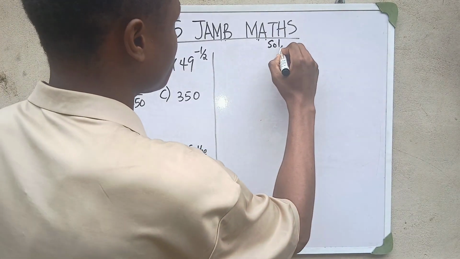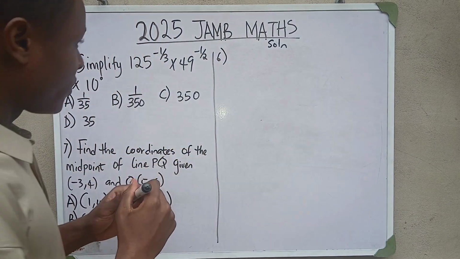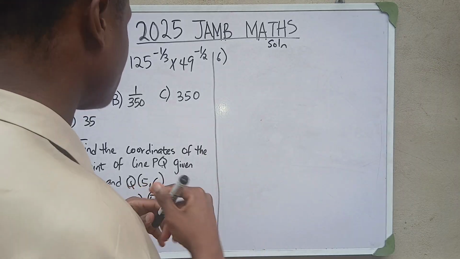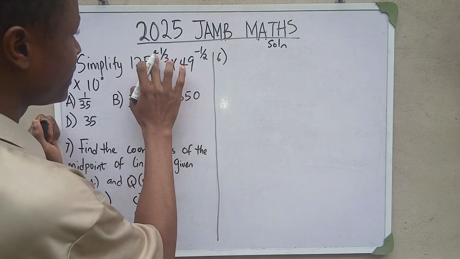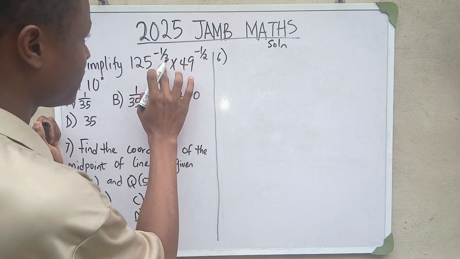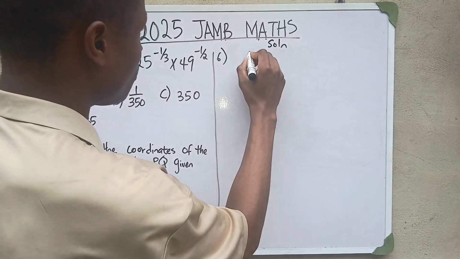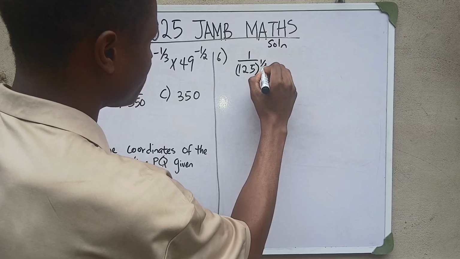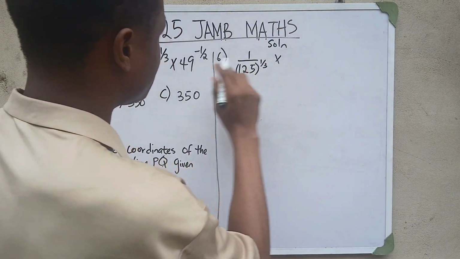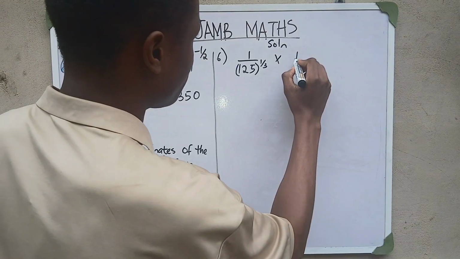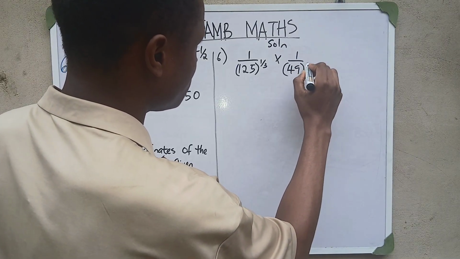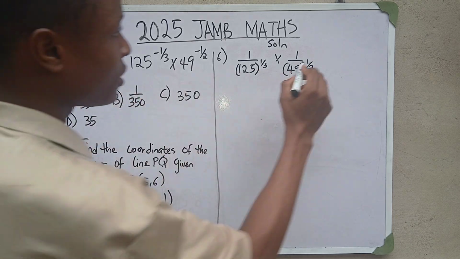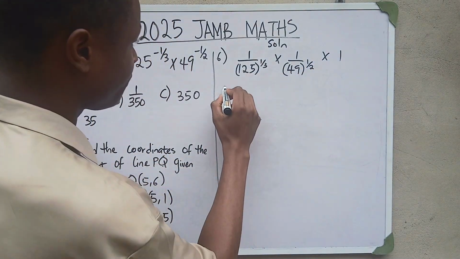So solution for number 6. When we have a negative power, we are going to reciprocate the number. So since we have minus 1 over 3, we are going to have 1 over 125, all raised to the power 1 over 3, times, to convert the negative, 1 over 49 all raised to the power 1 over 2. Any number raised to the power 0 is 1. So 10 raised to the power 0 is 1.